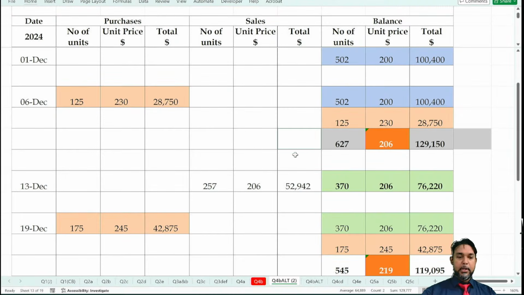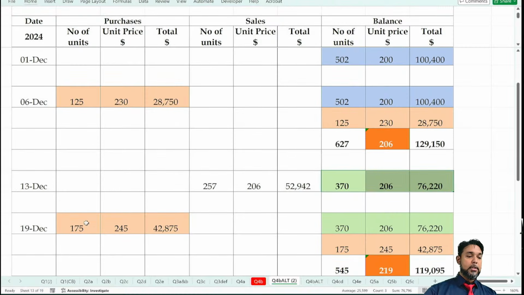Now, thereafter, we have the 129,150 divided by 627, which is 206. Now we sold 257 out of the 627. So 627 minus that gives us 370. The same average cost applies. Multiply going across.